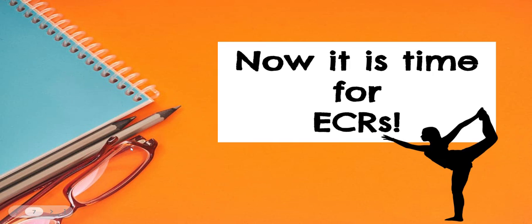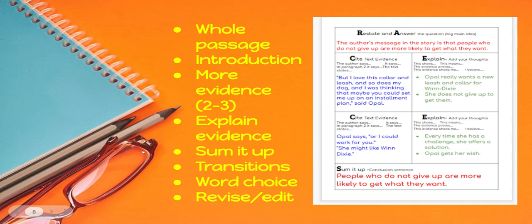Okay, so now that you've done SCRs, now it is time for ECRs. So the difference between an SCR and an ECR: an ECR is an extended constructed response, and that is going to be a question about the whole passage, not a section. It's going to have an introduction. It's going to have more text evidence. Could be, for example, 2 to 3 pieces of text evidence that you find throughout the article.